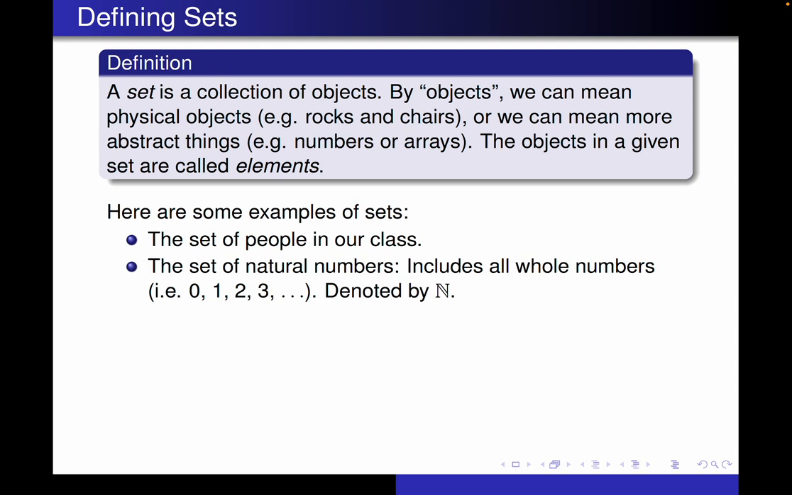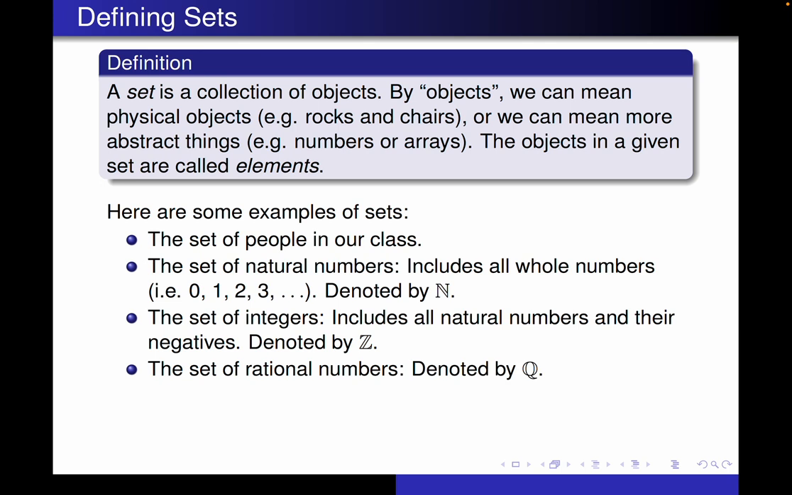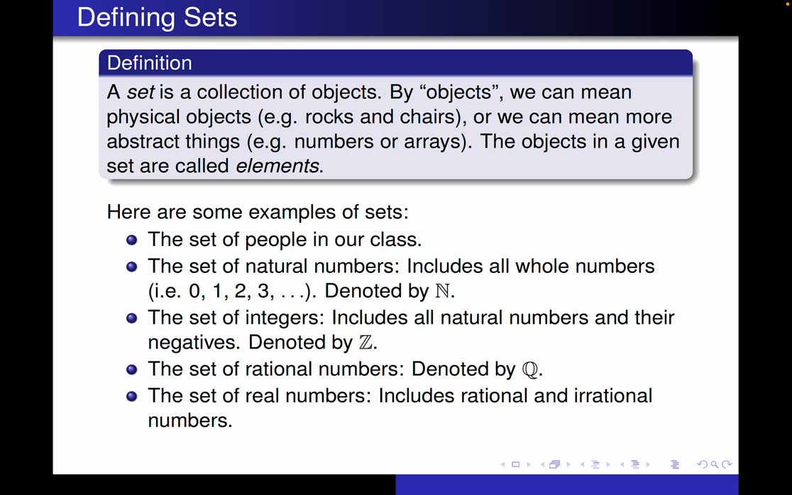And the notation we use to denote that is a funny looking N. The set of integers includes all the natural numbers plus their negatives. And this is denoted by Z. The set of rational numbers, that's the set of fractions of integers, is denoted by Q, Q for quotients. And finally, the set of real numbers, which includes both rational and irrational numbers, that's denoted by R.